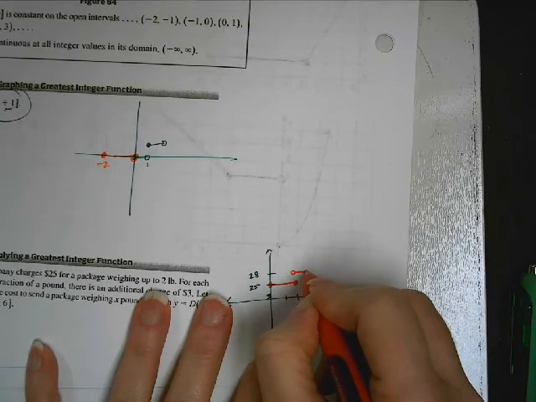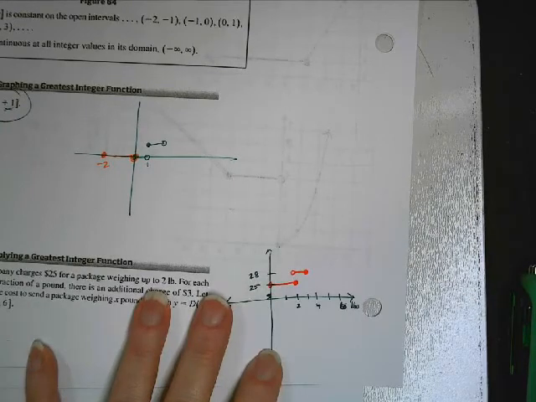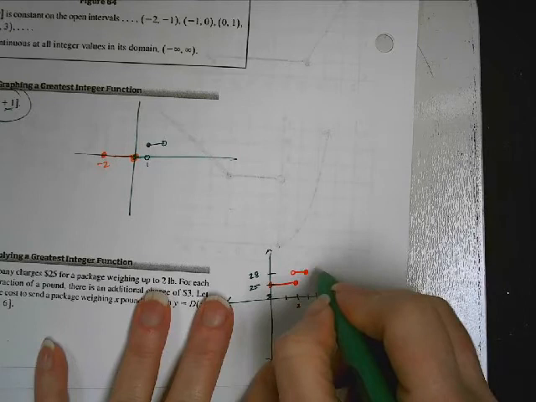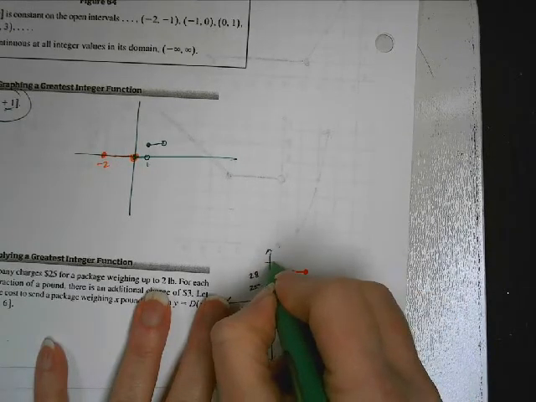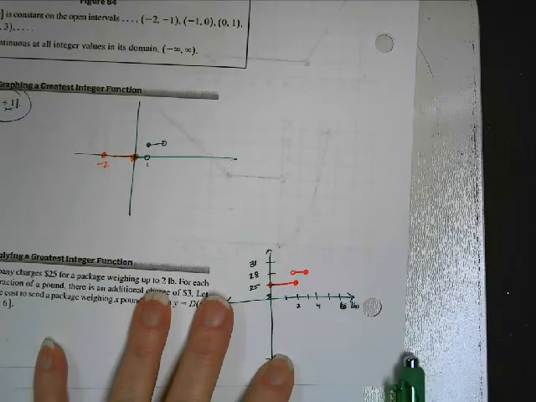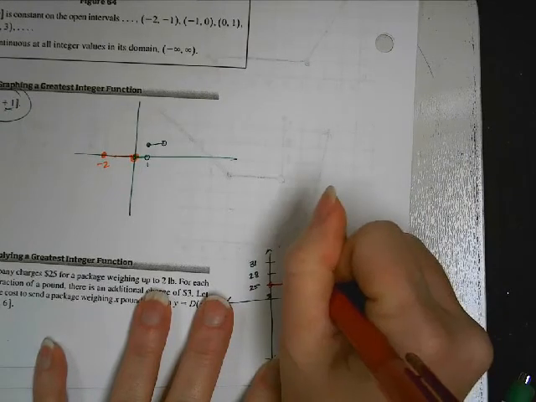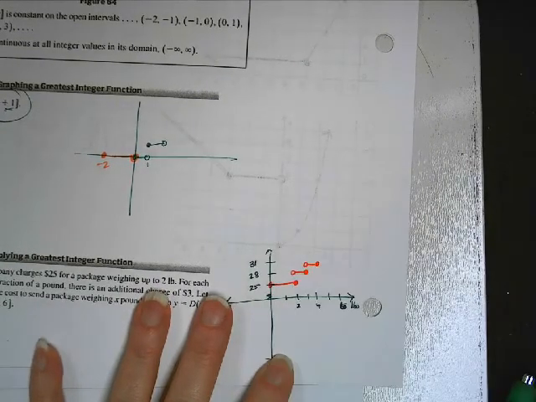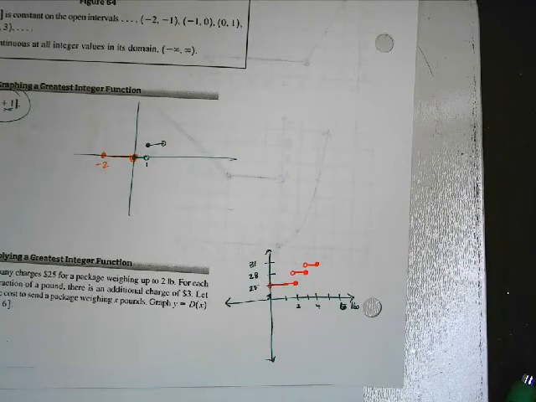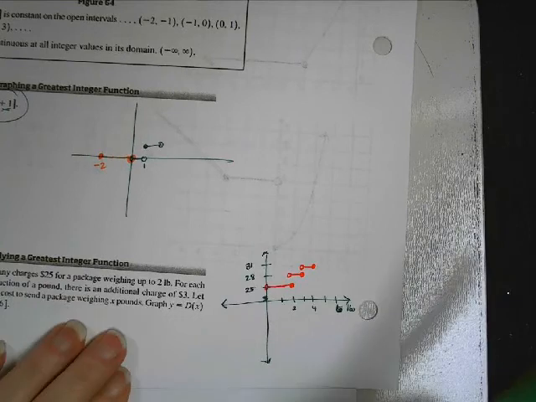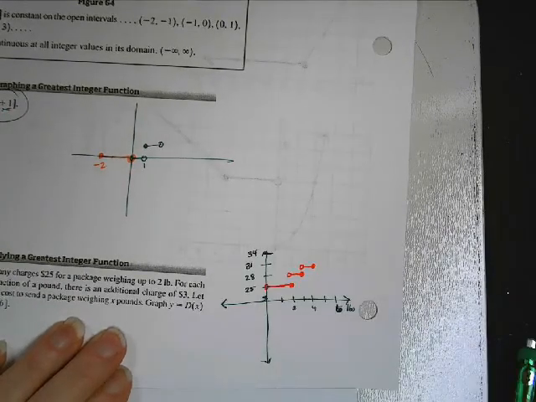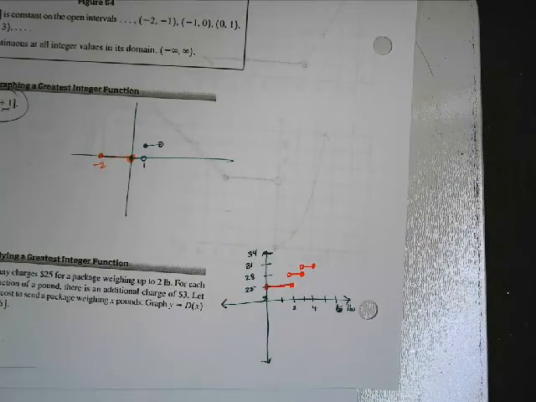But the right side has an open circle, right? But as soon as it gets to 3.1, it bumps up to 31. As soon as it gets to 4.1, it bumps up to 34. Does that make sense? So that's why it's always a closed end on one end and an open end on the other.